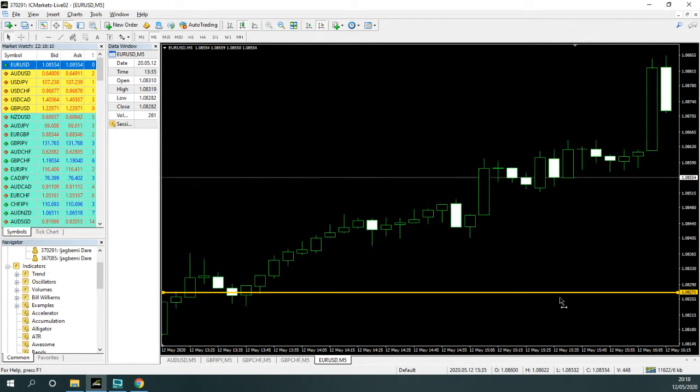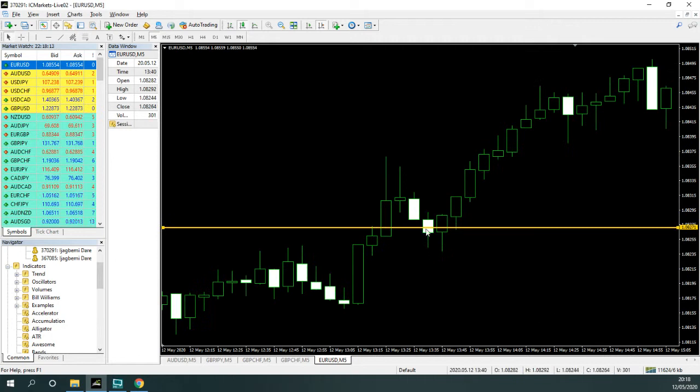Okay, so now tell me, this is candle number 1, candle number 2. Now, let's start from here. This is candle number 1, candle number 2, number 3, which is our trigger candle. 1, 2, or 3? Look at it properly. Which one is the trigger candle? Candle 1, 2, or 3?